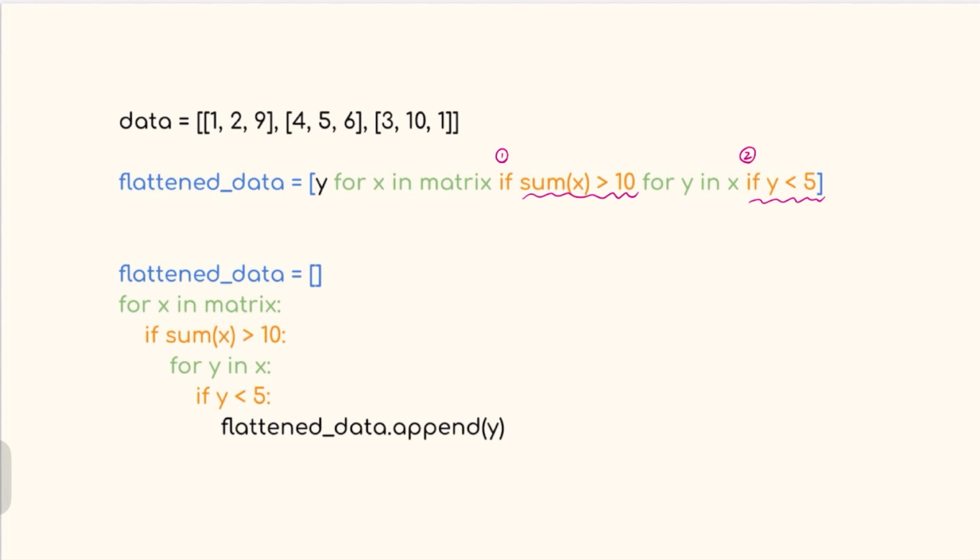In the first inner list, the sum is greater than 10 and only items 1 and 2 are less than 5. In the second inner list, the sum is also greater than 10 and only 4 is less than 5. In the last inner list, the sum is greater than 10 and items 3 and 1 are less than 5. So our output would be a list of 1, 2, 4, 3, and 1. Now you should have a pretty good understanding of how to read list comprehensions.